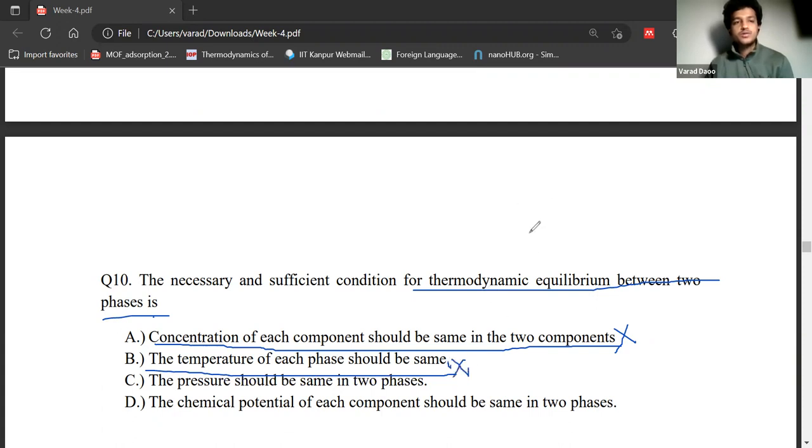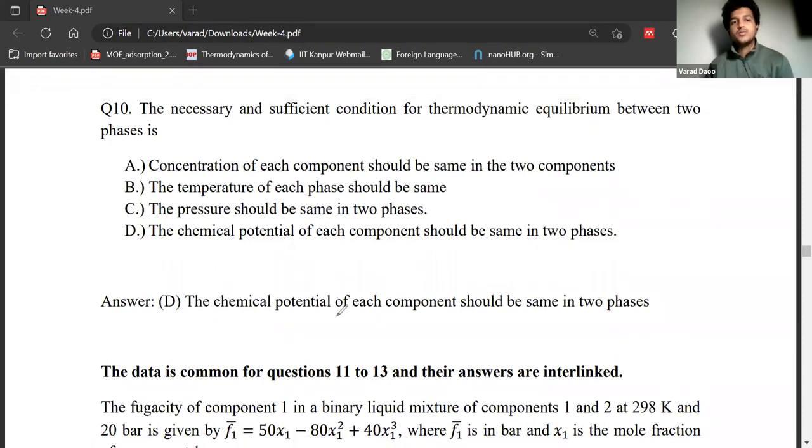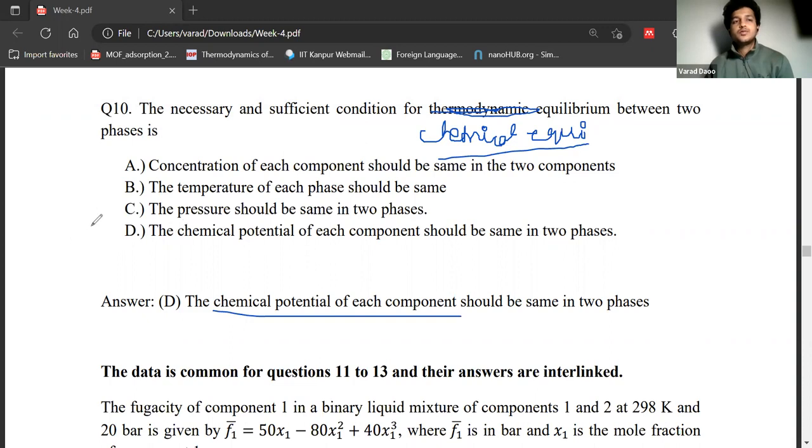So this is for, it's not thermodynamic, it's chemical equilibrium. Okay, the question is chemical equilibrium between two phases, right? The pressure should be the same in two phases. No. The chemical potential, yes, because chemical potential will translate into fugacity, right? And we know that fugacity has to be the same. The chemical potential. So here instead of thermodynamic, it is chemical equilibrium. Okay. The correct answer is option D.